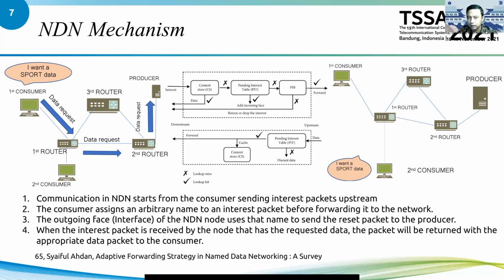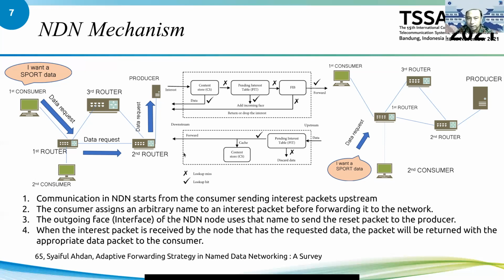When the interest packet is received by the node that has the requested data, the packet will be returned with the appropriate data packet to the consumer. This is the producer. Communication is controlled by the receiving end, the data consumer.